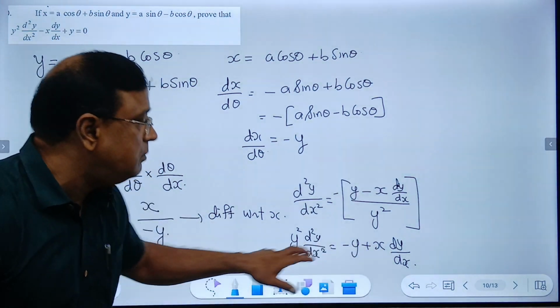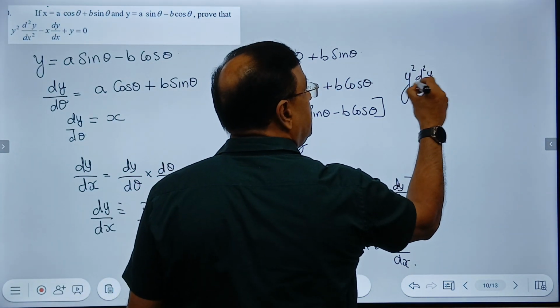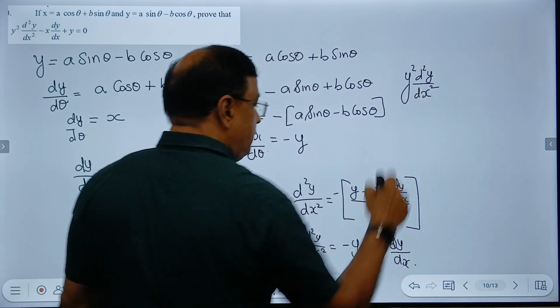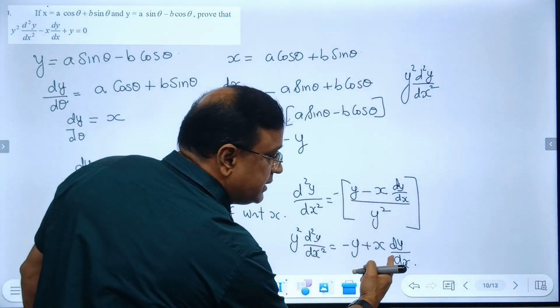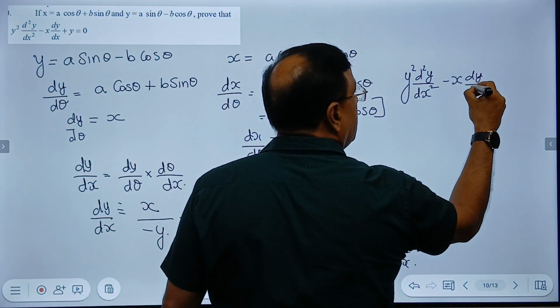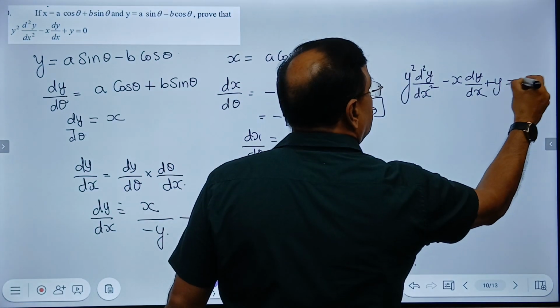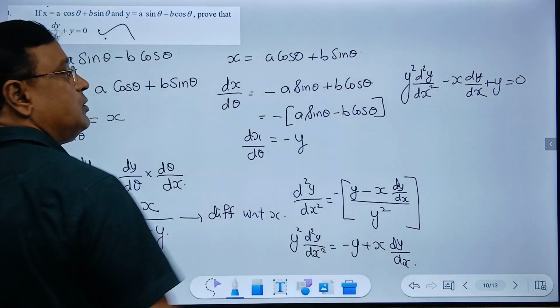Now bring all the terms to one side. What will I get? Y square into d square y by dx square. If I bring this minus plus x dy by dx, it will become minus x dy by dx. And I bring this minus y, this side becomes plus y equal to 0. That is exactly what I wanted to prove.